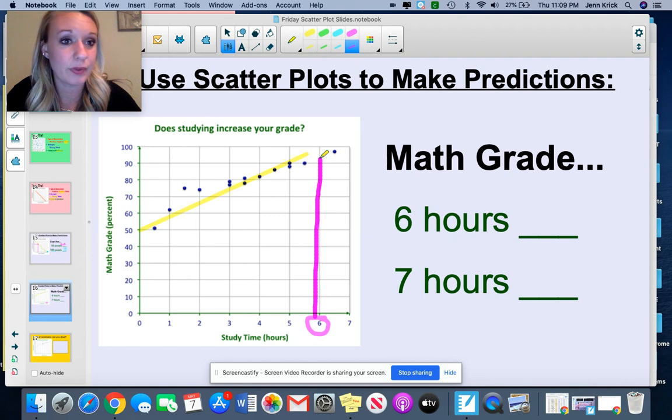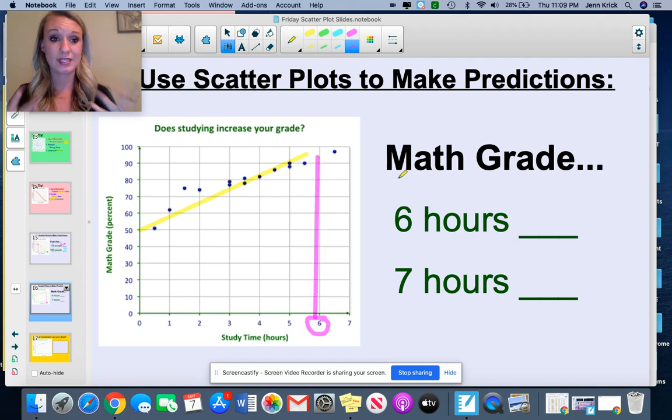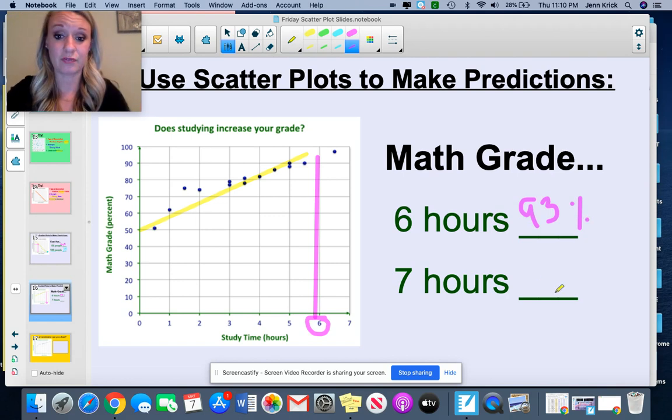And I feel like the point would probably land about right here. So that means that if you were to study for 6 hours, you would probably get maybe around a 93%. Around there, 93, 94%. What about for 7 hours?